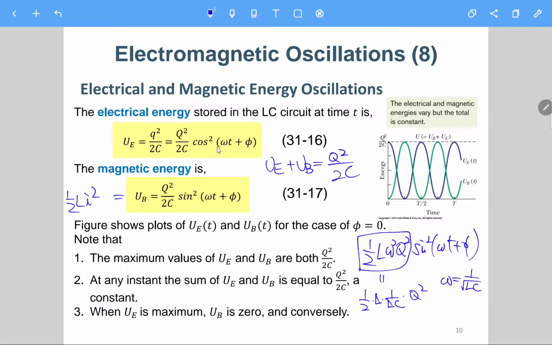But for every moment, UE should be like this. Cosine square will be like this one, the blue line here, cosine square. And then UB is sine square, which is this green one.